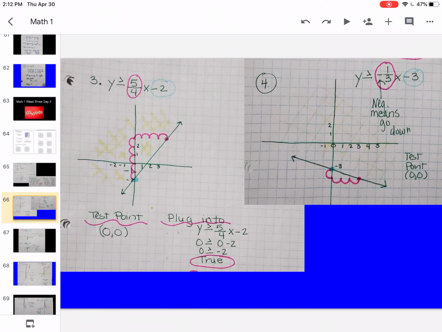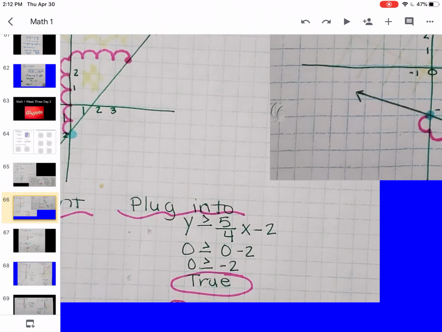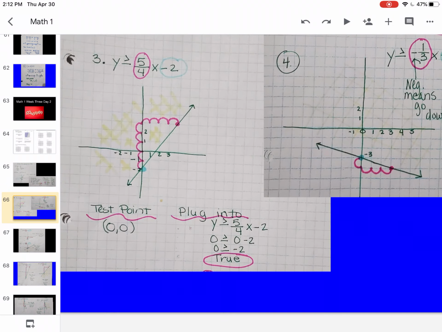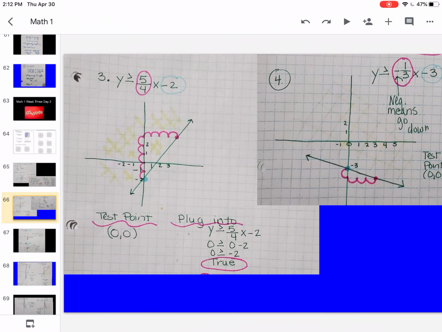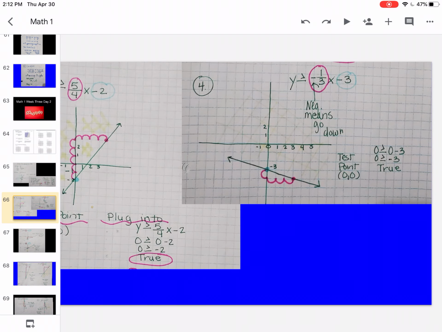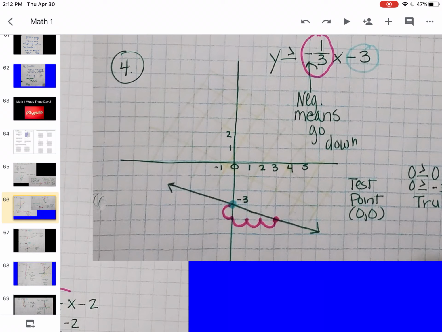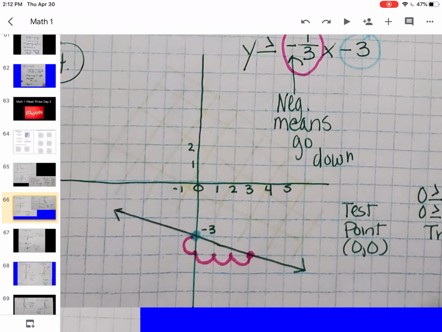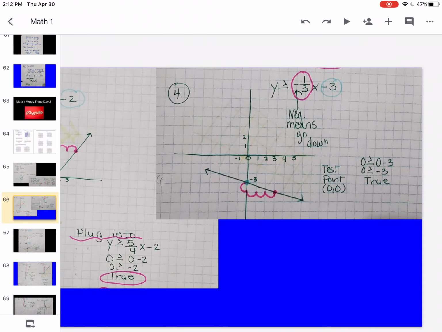Okay, so again, we're going to plot our line. Start with -2. This time you're going up 5 over 4, put a dot. Then let's test 0, 0, because it turns out that that's actually the easiest way to go with these. So you can see I just plugged in 0, 0, and I got a true statement, so I was able to shade in. On 4 here, we're going to do the exact same thing. You can't really see the shading that well, but you can see the lines I have there. So that's where you shade.